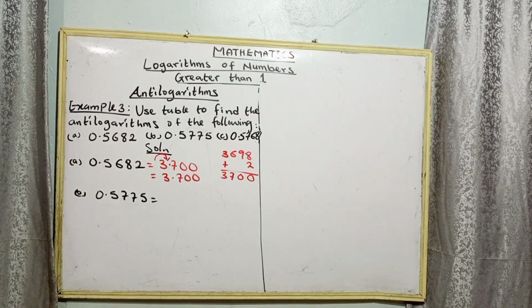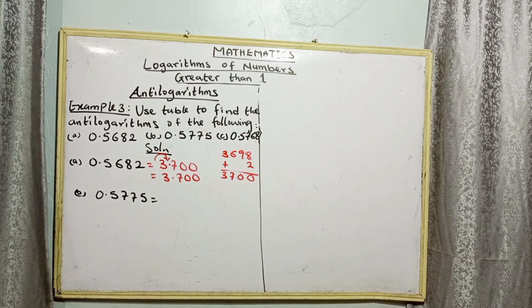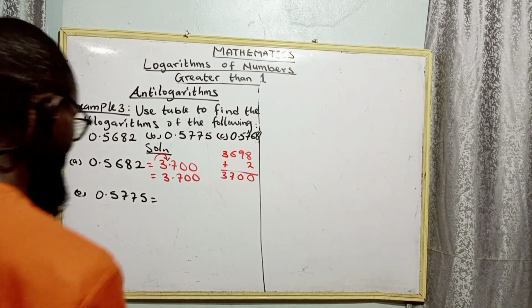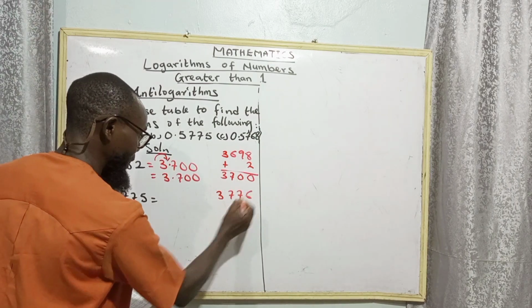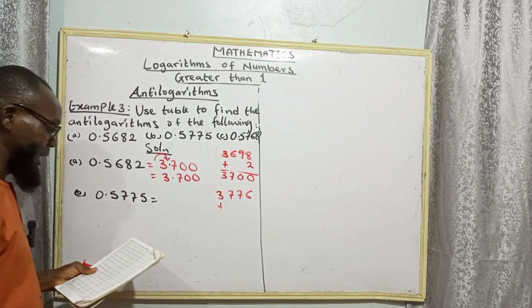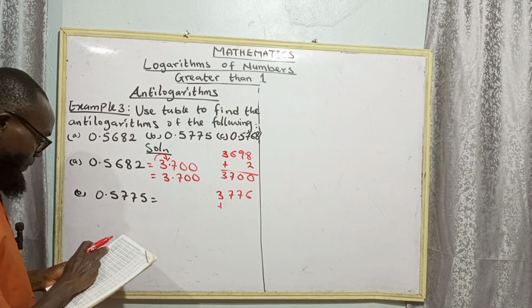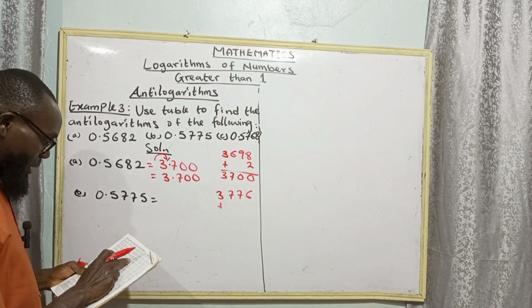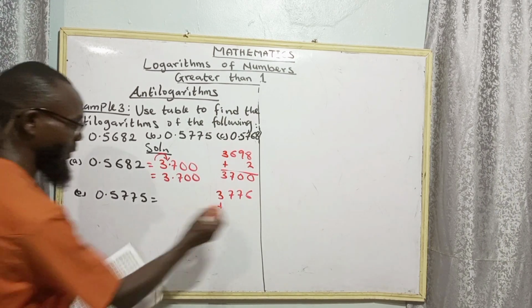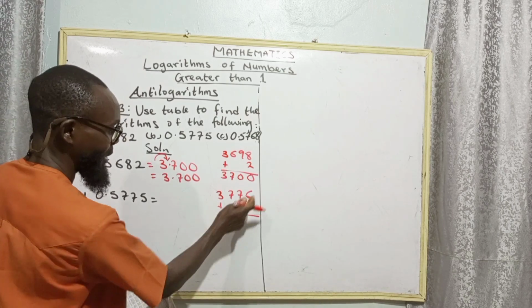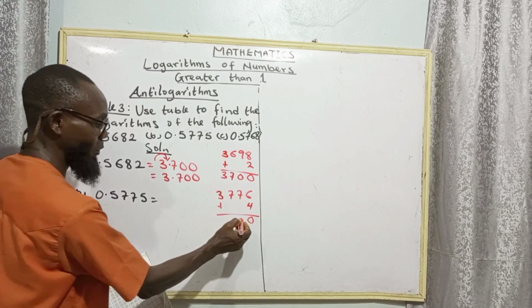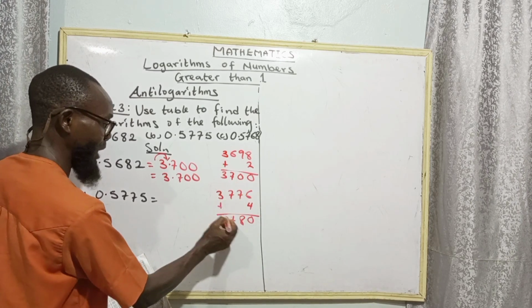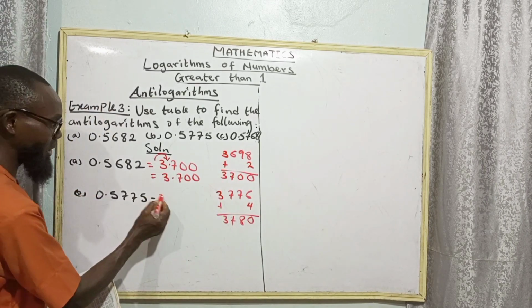So 57 under 7, 3776, plus that difference. The difference is 4. Now we add 6 plus 4 is 10. 0 carry 1. 1 plus 7 we have 8. Then we have 7 and we have 3. So I'm going to have 3780.